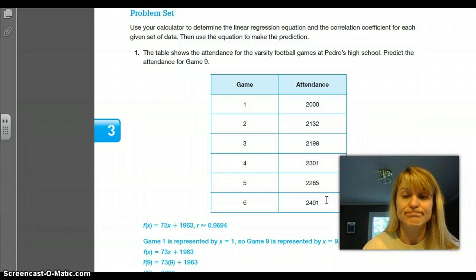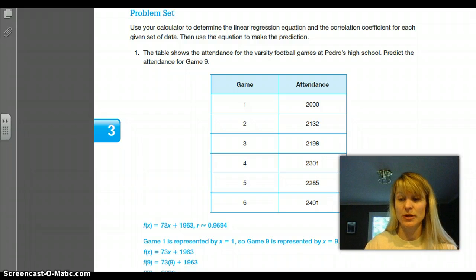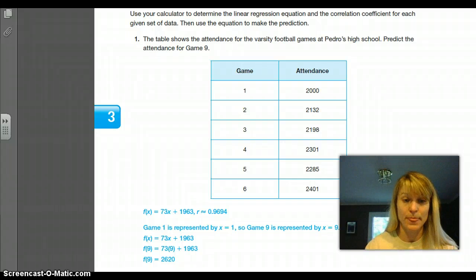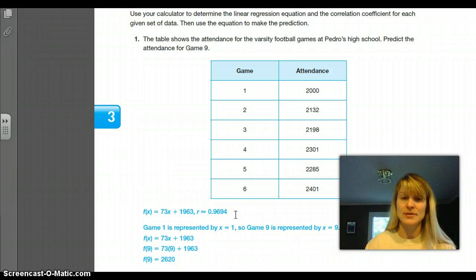And get your linear equation. So if you remember, you have to go to Stat, Calc, and number 4. All of these are written in whole numbers. So my equation should be written in whole numbers as well. So we have f of x equals 73x plus 1963. Okay. And then the R value was how significant. So if you remember, the closer it is to the number 1 is how significant the game versus attendance is. And this is almost 1. So there's a very strong relationship between games and attendance.